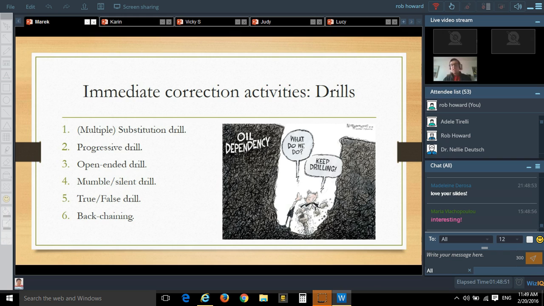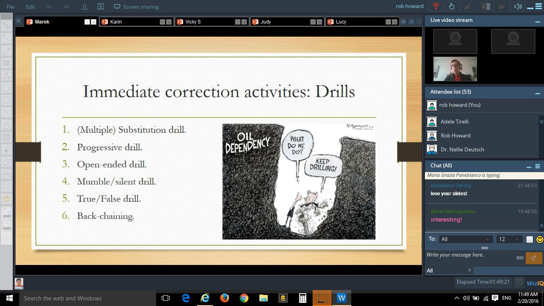Substitution drill is basically the same as the transformation dictation, and multiple one is that you substitute two items in the sentence, so not just "she", but maybe, for example, the verb as well, to make it more difficult. And I really like number 3, open-ended drills, because they're a little bit more communicative, and the idea is that the student has to either finish a sentence or answer a question, practicing the target language, but so that the answer makes sense and it's logical.